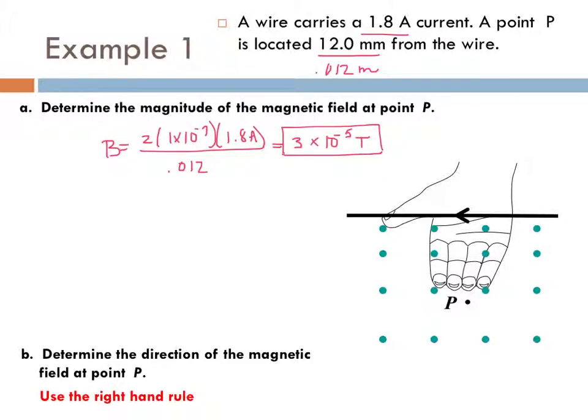Again, using the right-hand rule, our thumb goes in the direction of the current and our fingers wrap around the wire. So at point P, the magnetic field comes out of the page. It's coming at you. So again, we represent that by dots. Another way to say this is it comes out in the positive Z direction.